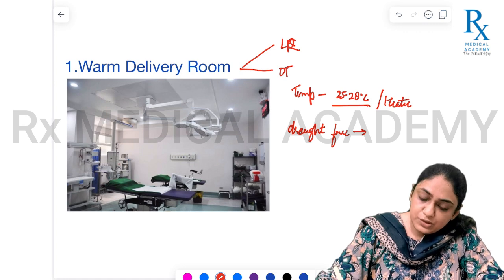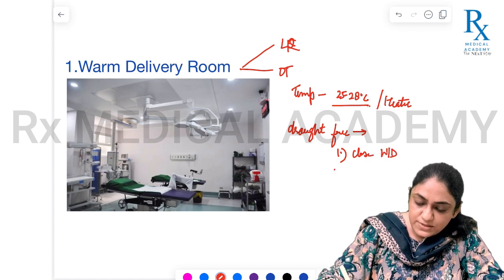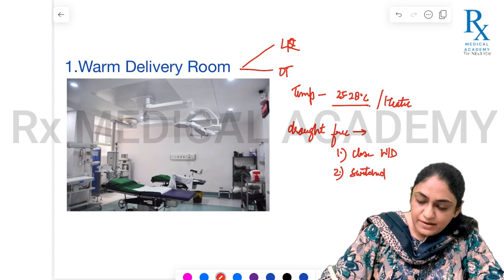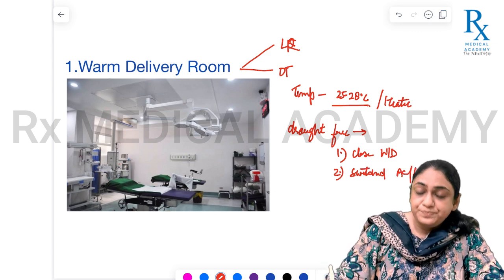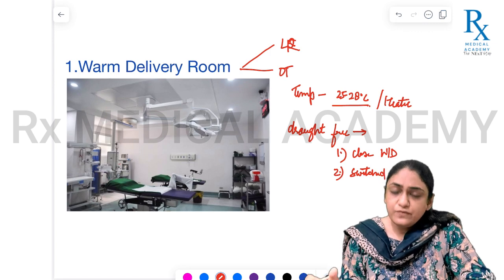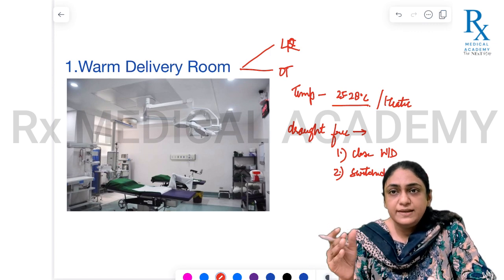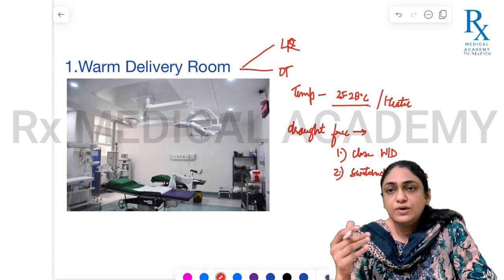So to make it draught free, what can we do? First of all, we have to close all the doors and windows. Always close doors and windows, and then we can switch off the AC and fan and any other appliances that are a source of air. So we all know why it is important. Temperature is fine, we understand that if the temperature is low, hypothermia can happen.